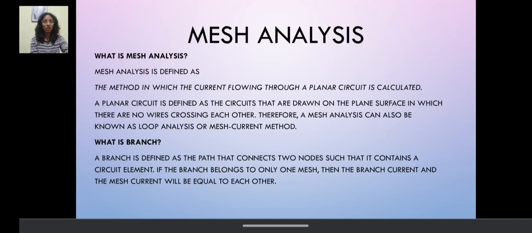What is a branch? A branch is defined as the path that connects two nodes such that it contains a circuit element. If the branch belongs to only one mesh, then the branch current and the mesh current will be equal to each other.